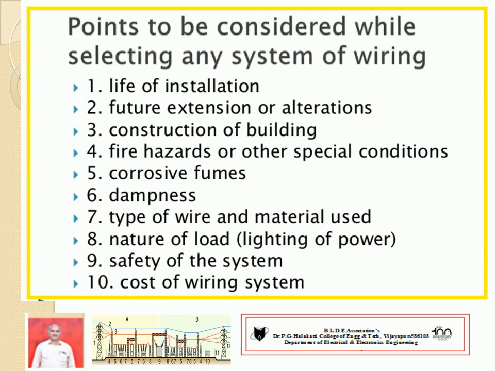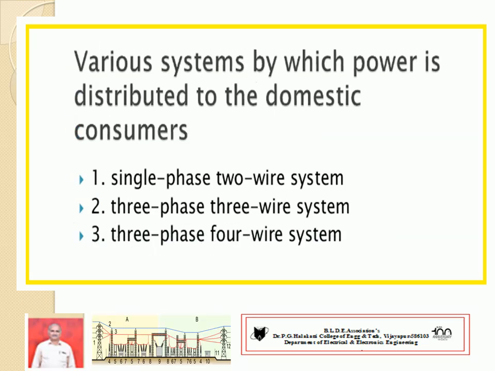These are some points before selecting the type of wiring system. Point number one, life of installation, future extension or alterations, construction of building, fire hazards and corrosive fumes, dampness, type of wire and material used, cost of the wiring system, and some safety systems.